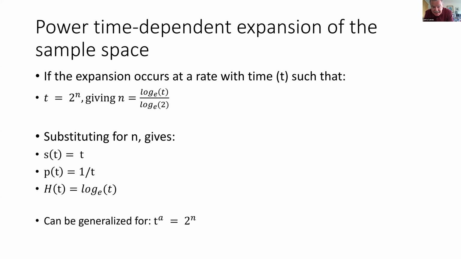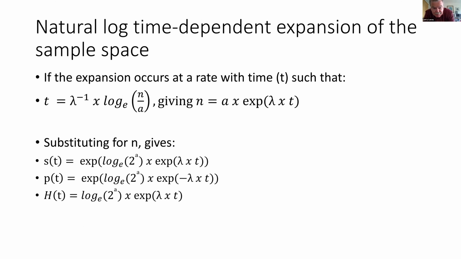But that's simply t equals 2 to the power of n. I can generalize it very easily, as I've done in paper number 2, where t to the power of a is equal to 2 to the power of n, where a is greater than 0. So that's a power. Okay, let's do something fancier. Here I'm putting t proportional to the natural log of n, where n is the number of doublings. So it's just a different functional form.